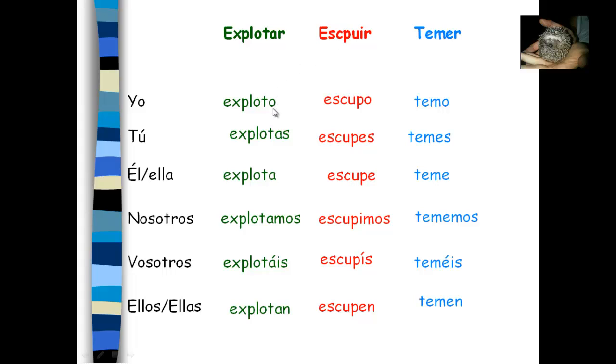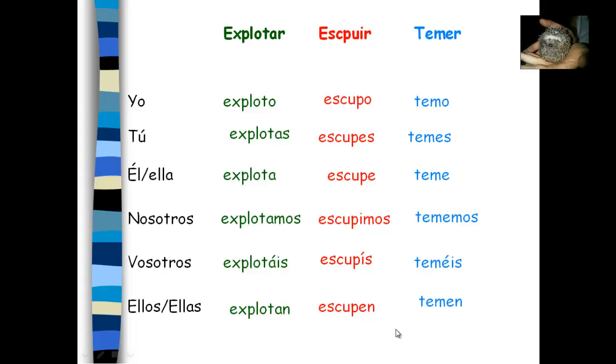So let's quickly review the endings. For AR, it's O, as, a, amos, áis, an. For IR verbs, O, es, e, imos, ís, en. And for ER verbs, O, es, e, emos, éis, en. Don't forget those accents in the vosotros form.